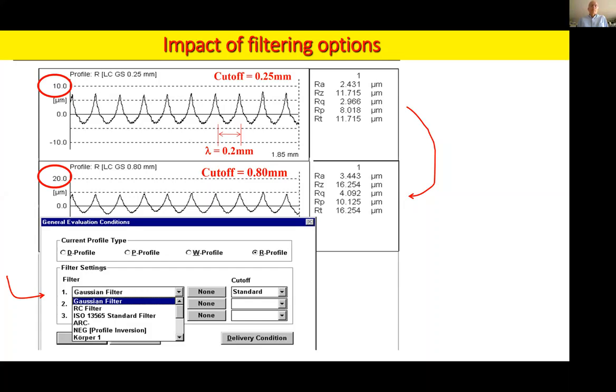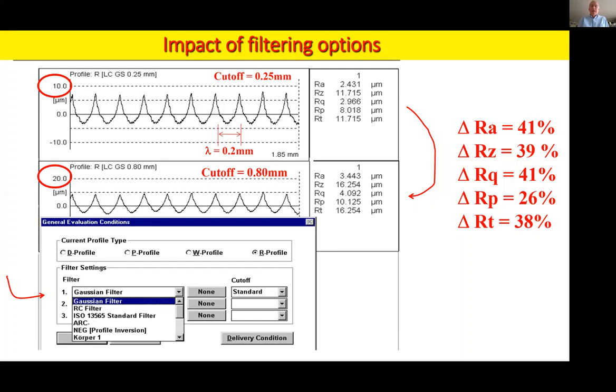If you don't report the filtering cutoffs, you really haven't told us anything meaningful. So by changing the filter cutoff from 0.25 to 0.8 millimeters, the average roughness changes 41%, and this is what people report. So if you don't tell me what the cutoff filter was, your results are kind of meaningless.